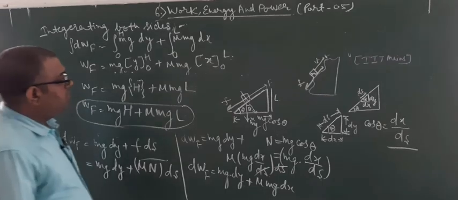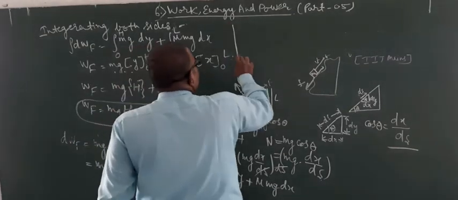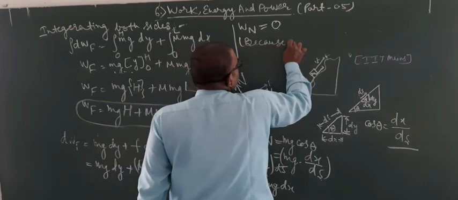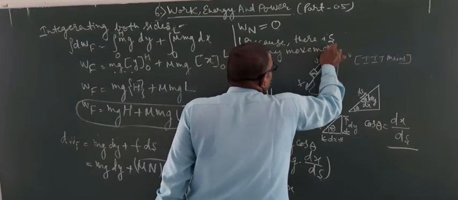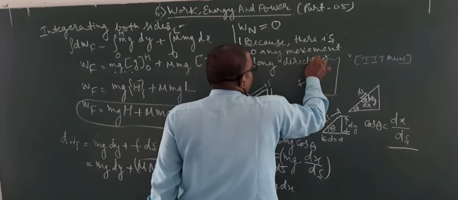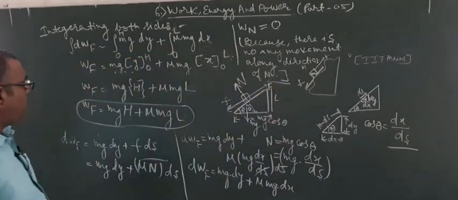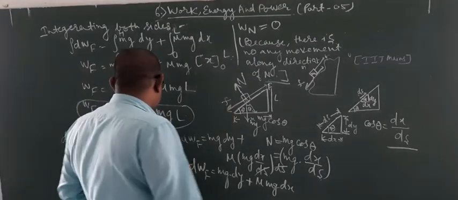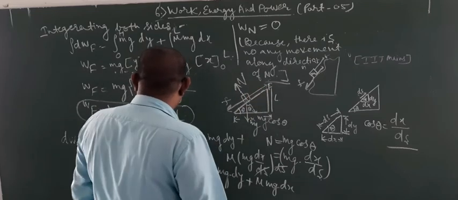Now there is a question in your mind, students, why we had not considered the work done by this normal reaction. Because there is no movement in this direction. Work done by normal reaction is equal to 0 because there is no movement along the direction of N, and since there is no movement along the direction of N, the work done by N is equal to 0, and we had not included it. We had included the work done by friction and the work done by mg, because due to the component of mg it is moving in this direction.